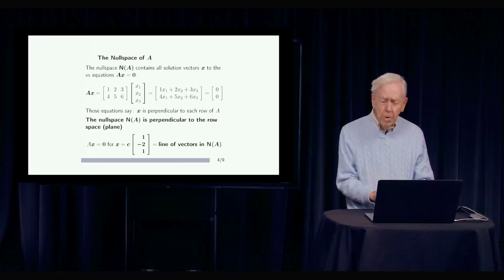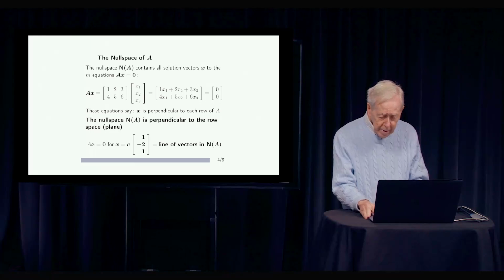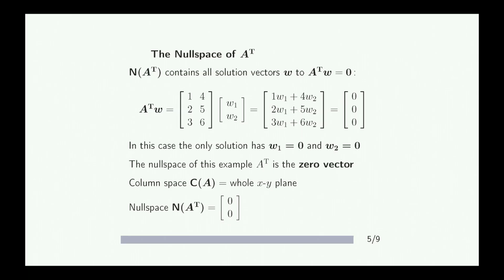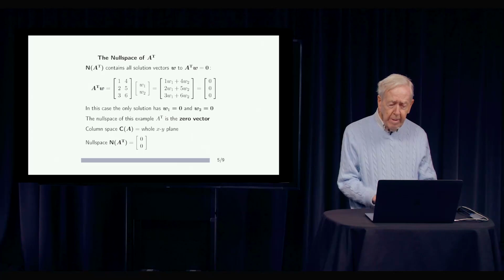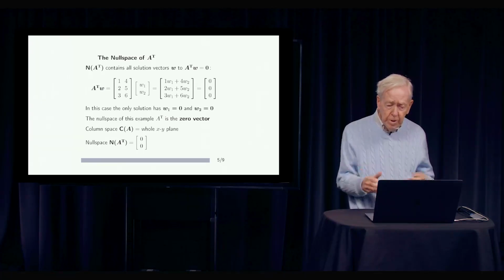One more space to go, and it is a little special because it only contains the 0 vector. So again, this is the null space of A transpose. I flipped those rows and made them columns again in A transpose. Now I have 3 equations and only 2 unknowns. And there could be solutions if I had 3 equations and 2 unknowns.